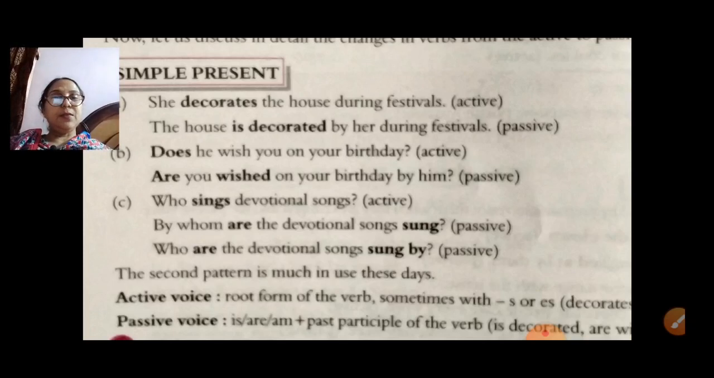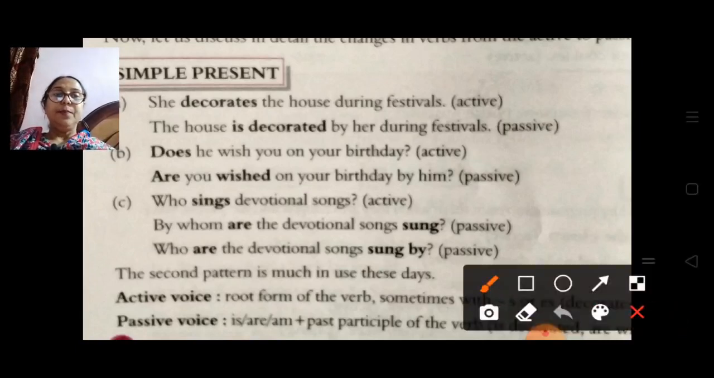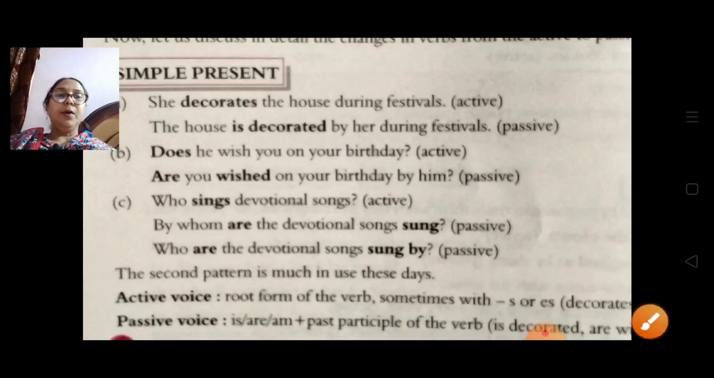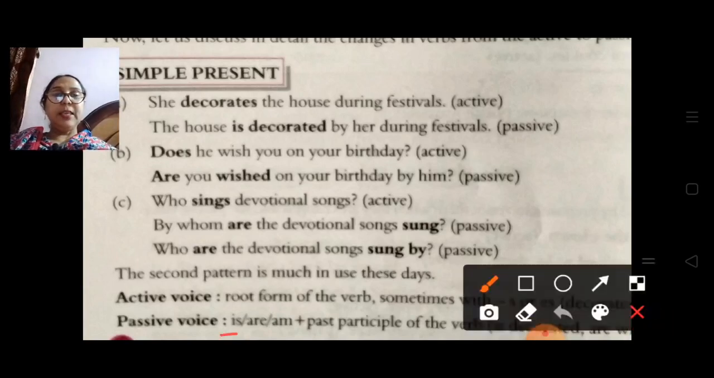Now whenever we are making active to passive voice in present tense, the root form of the verb, sometimes with s or es, will be there in the active voice. But in passive voice, we should always use is, am, are. As you can see, is, am, are plus past participle, this you should always remember. So that you should always keep in your mind. This is the formation of active to passive voice in simple present tense.